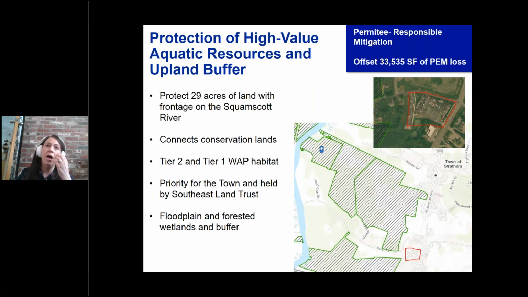So protection of a high value aquatic resource and its upland buffer. Here's a project, PRM, that was protecting 29 acres of land. It had frontage right along the Swampscott River. You can see the blue dot, it clearly connected other conservation parcels. So it was a key linkage in that sort of landscape connectivity effort. It was all tier 1 and tier 2 habitat, so great for fish and wildlife habitat. And it protected the forested buffer, stream frontage, so it provides for bank stabilization, flood storage, flood flow attenuation. So it really nails on some of those important functions that I discussed before. Next.